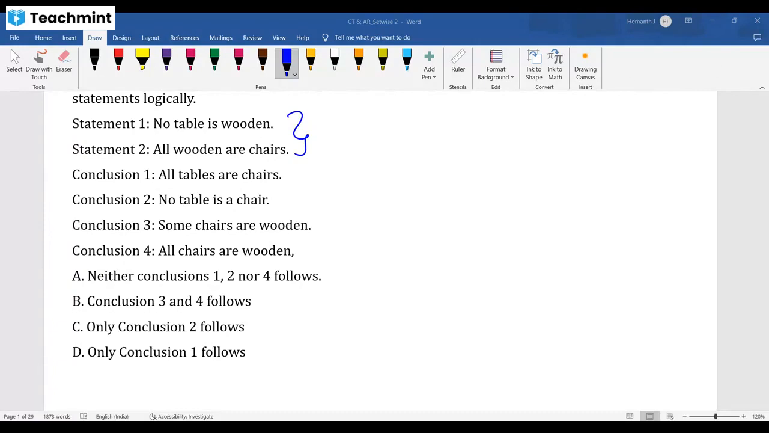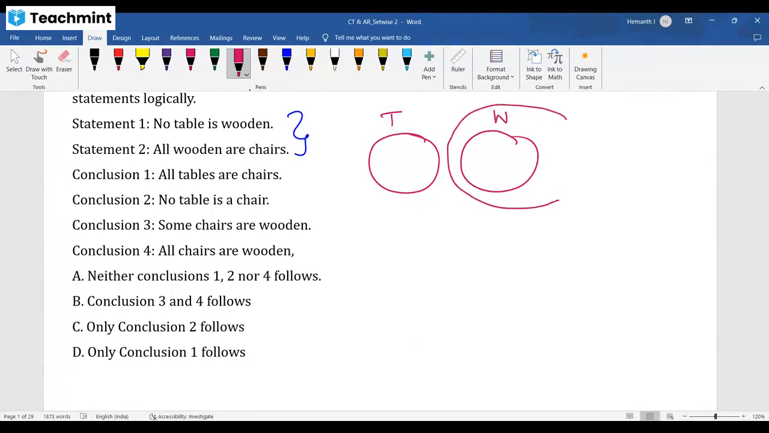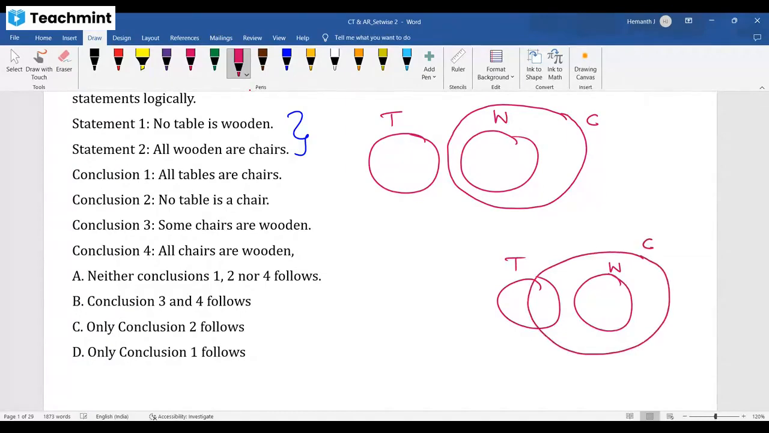Hope my voice is clear. No table is window. All wooden are chairs. No table is window. All wooden are chairs. Like this you can draw. Still a few more also you can try. But what is the first conclusion? All tables are chairs. Failed means first one not correct.